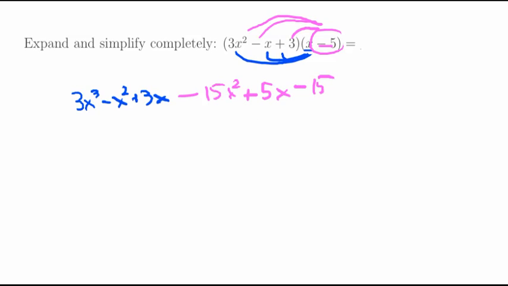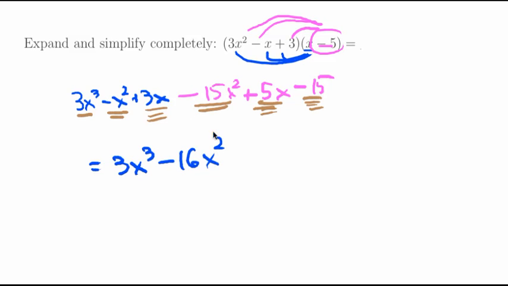Now I just need to check for common factors. Let's see, there's a cube. There's my only x squared terms. Here's the x term. And then there's this. So now I can just combine like terms. I'm going to get 3x cubed. There's minus x squared, minus 15x squared, that's minus 16x squared, plus 3x, plus 5x. That's plus 8x. Finally, minus 15. No other like terms, and I'm done.